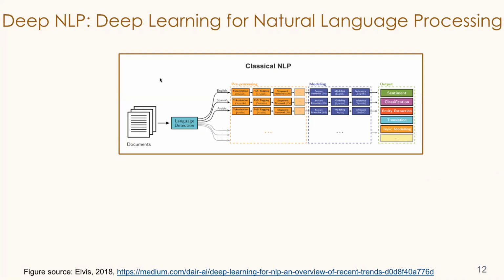So I would like to talk about the difference between classical NLP and deep learning based NLP. Classical NLP is usually a very long pipeline. Given a document, you need to detect the language. And for each language, English, Spanish, Arabic, you need to do language dependent pre-processing, such as tokenization and POS tagging. And then for each language, you need to do individual modeling, extracting the features, building the models, and doing the inference. And you have to do this for each of the tasks. As you can see in the last column, you have many tasks such as sentiment classification and entity extraction.